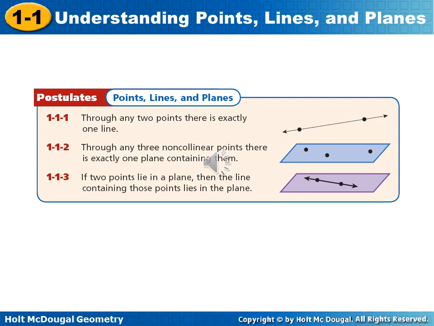So our first postulate, 1.1.1, is that through any 2 points there is exactly one line. The second one, 1.1.2, is through any 3 non-collinear points there is exactly one plane containing them. So your 3 points have to be non-collinear. 1.1.3 says if 2 points lie on a plane, then the line containing those points lies on the plane. So if 2 points are in a plane, then the line that they share is also in the plane.